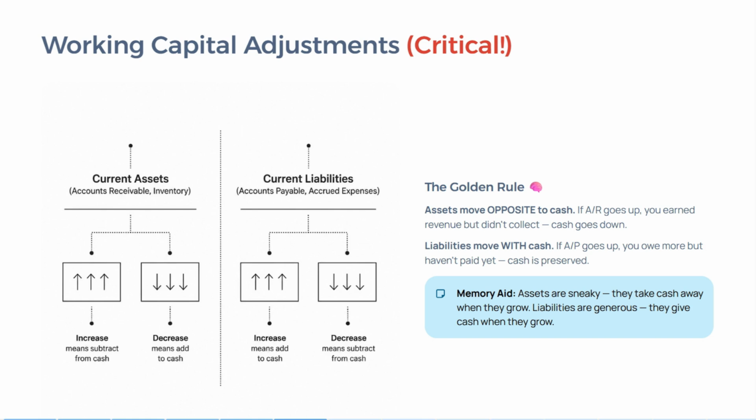Use the memory aid on the right side of the slide. Assets are sneaky. They take cash away when they grow. Liabilities are generous. They give cash when they grow.